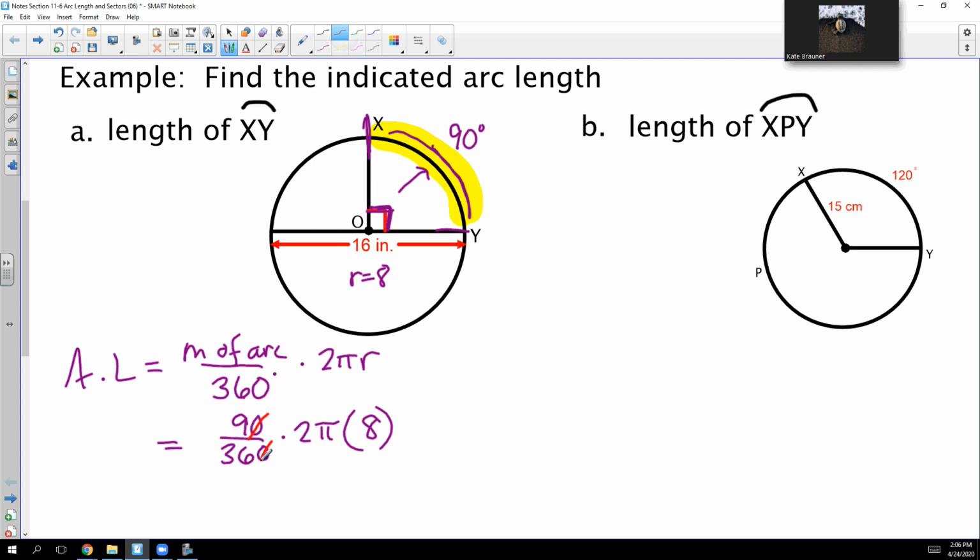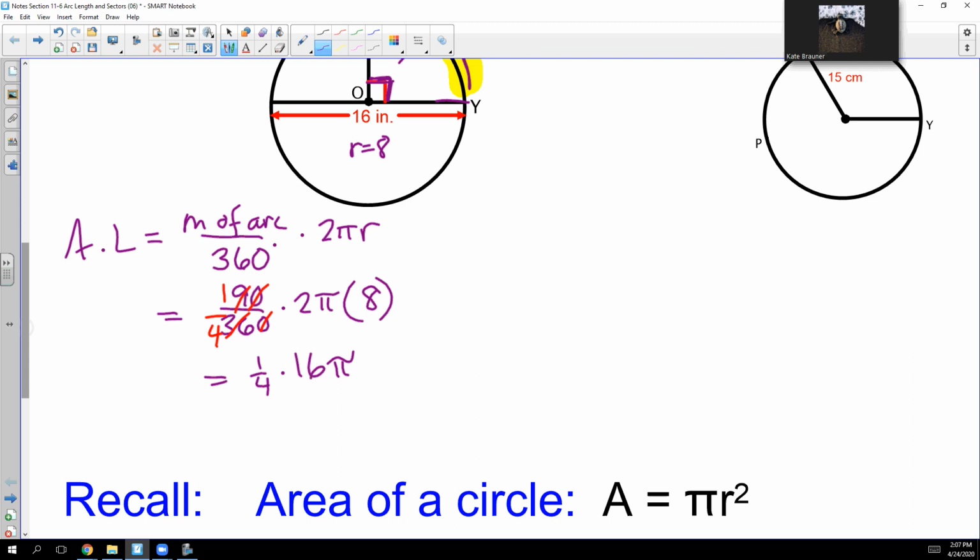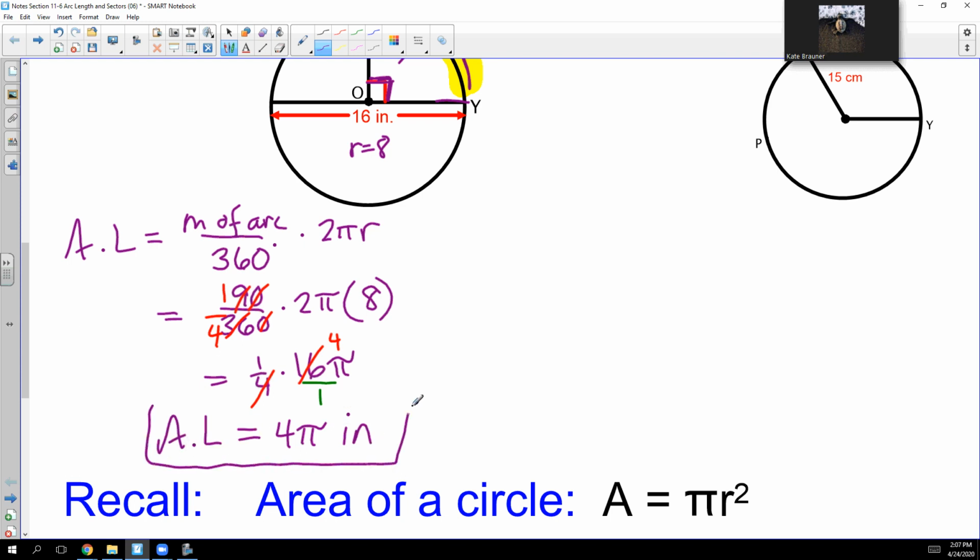Then we're going to reduce everything. So I'm going to cancel, and 9 goes into 36, and I get 1/4. And now we have 1/4 of 16 pi. I know some of us struggle with reducing fractions, but you can think about that 16 pi as over 1, and then reduce the 4 and the 16 to get a total of 4 pi inches in arc length. That's an exact value, and of course, if you're told to approximate, then you should approximate accordingly.